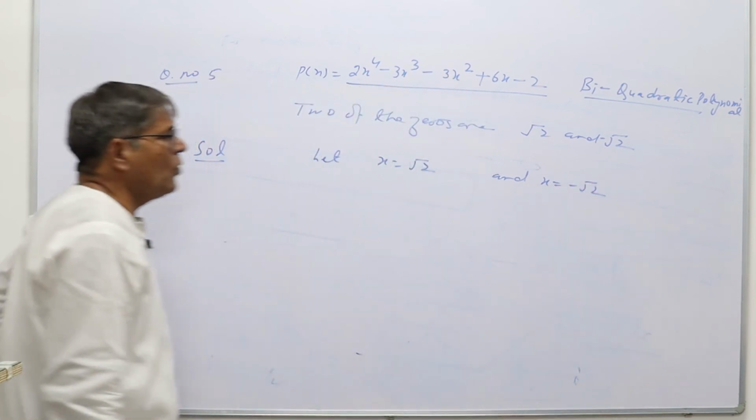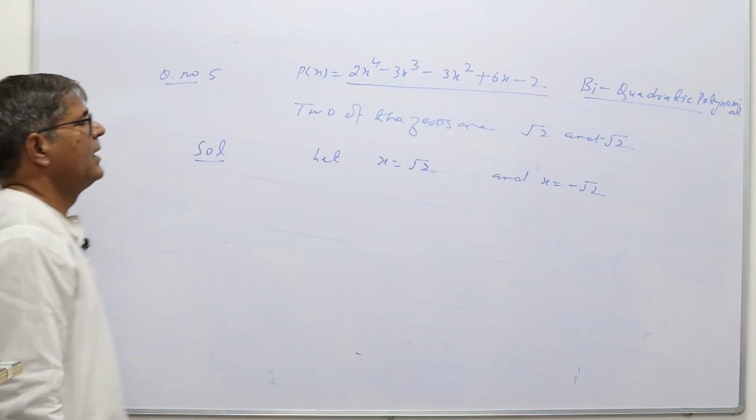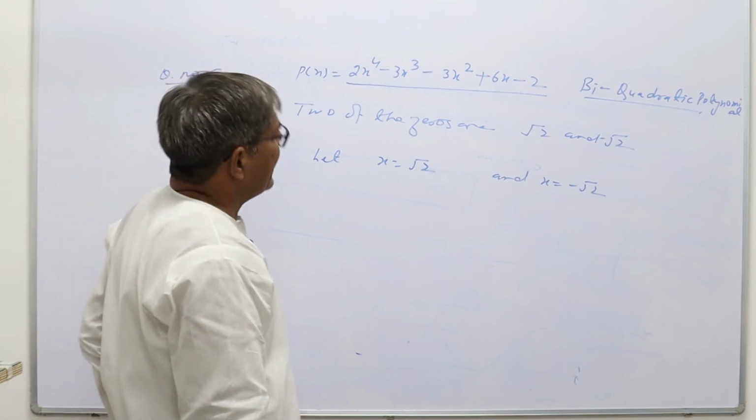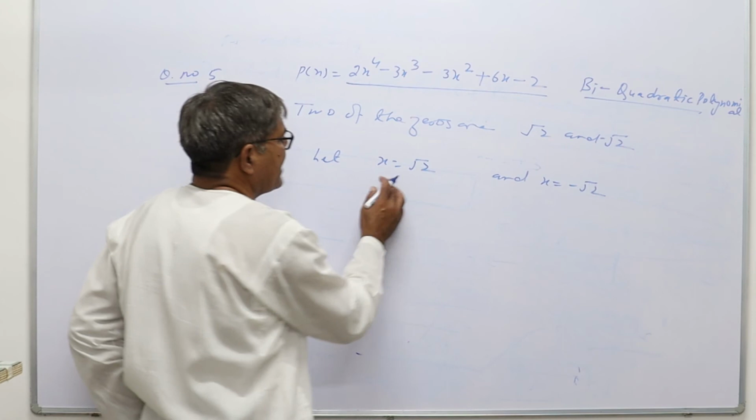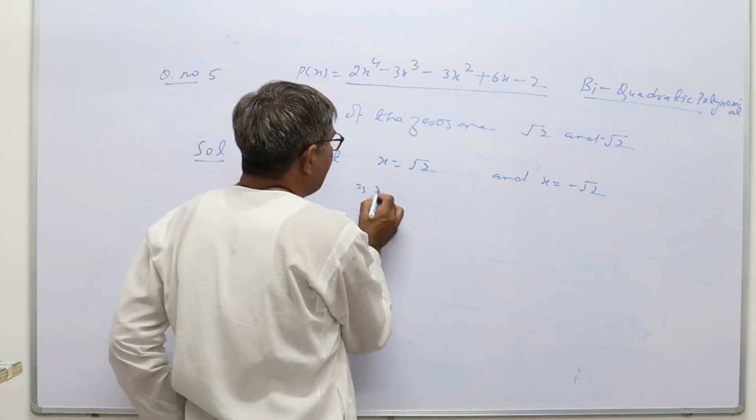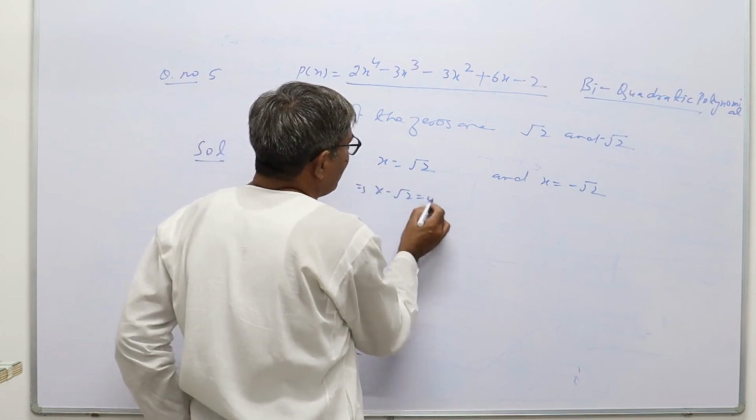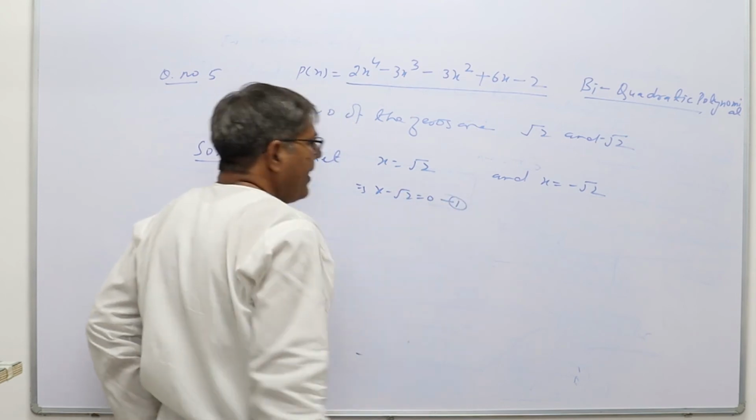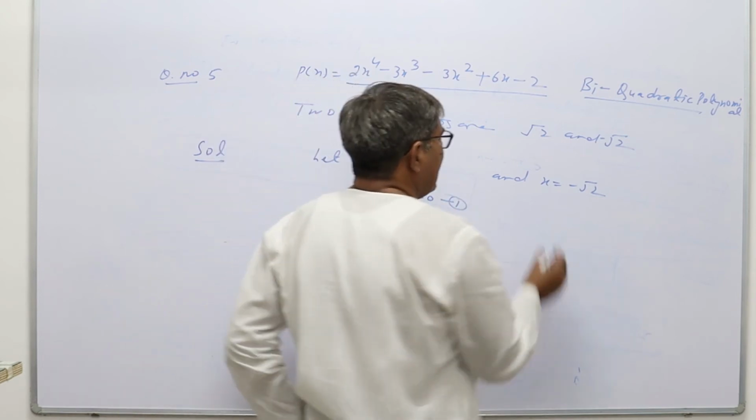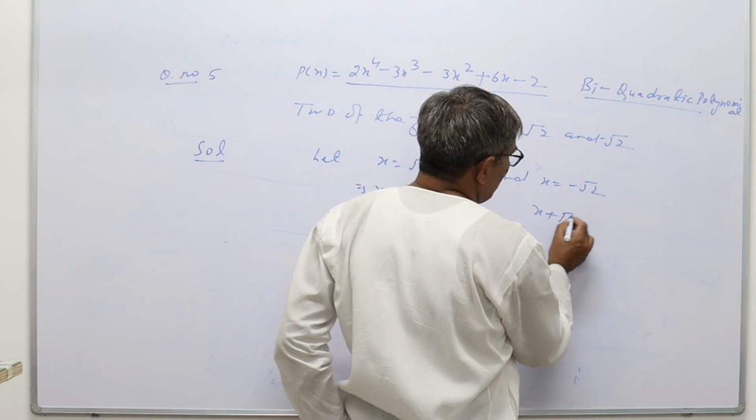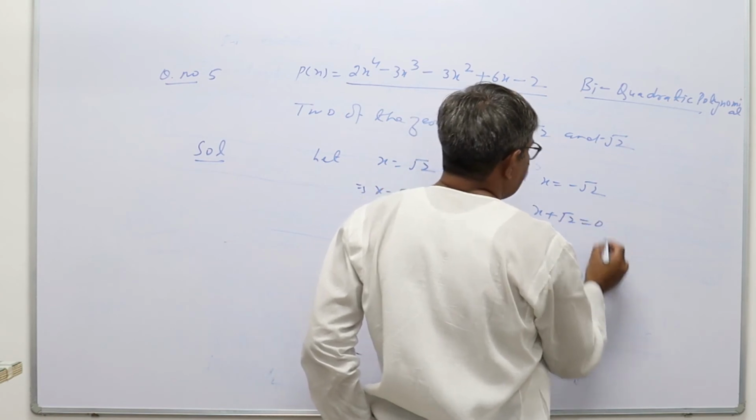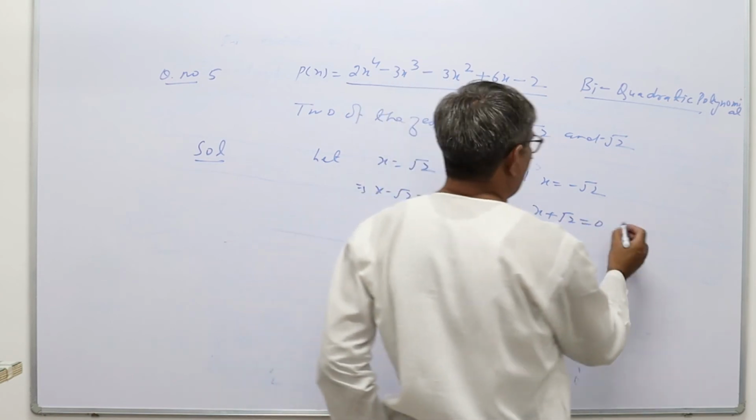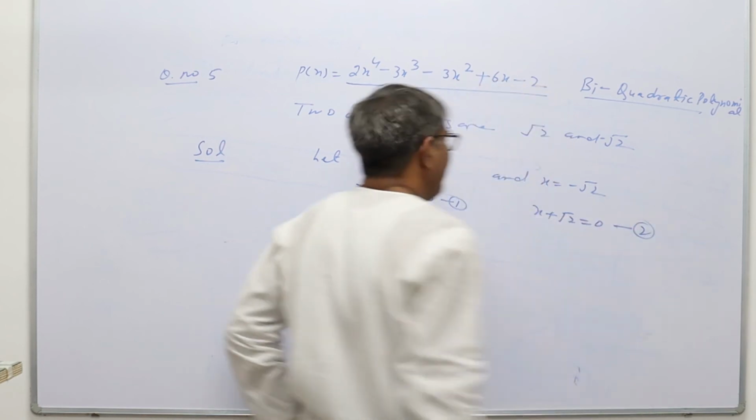These are the two values of x, or we can say the given zeros. So we will write x equals root 2, which implies x minus root 2 equals 0 will be one factor of the given polynomial, and similarly x plus root 2 equals 0 will be another factor.